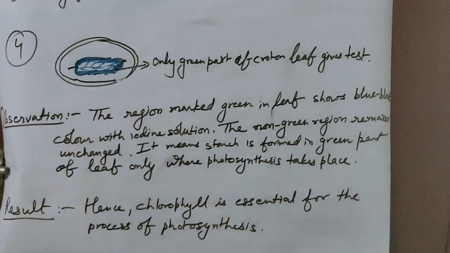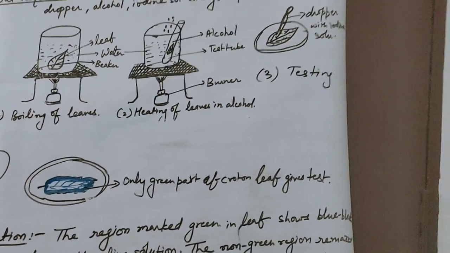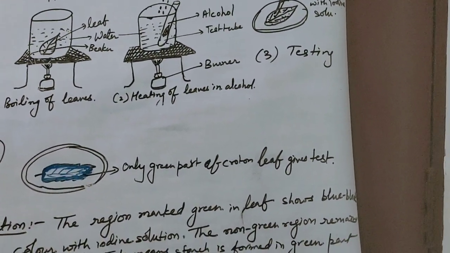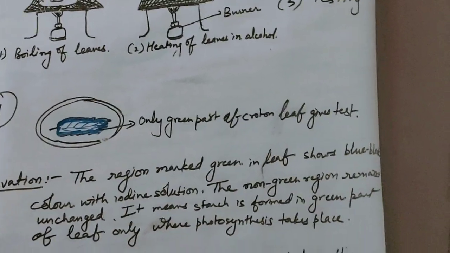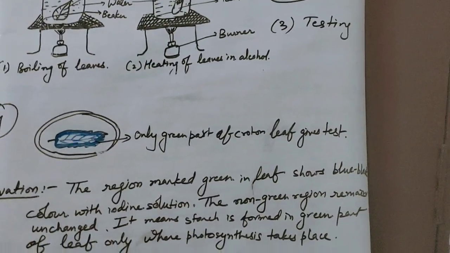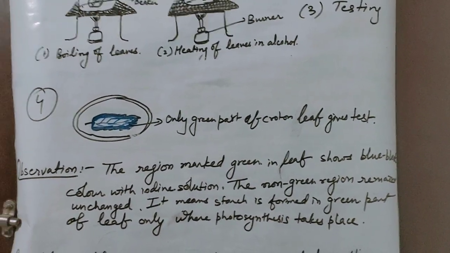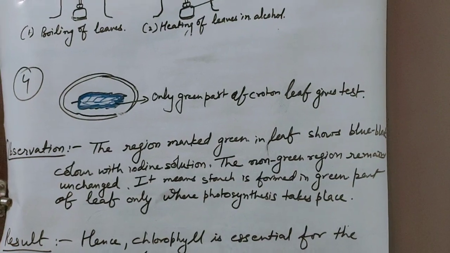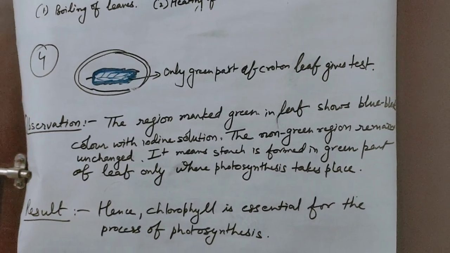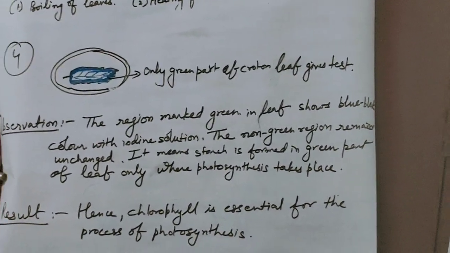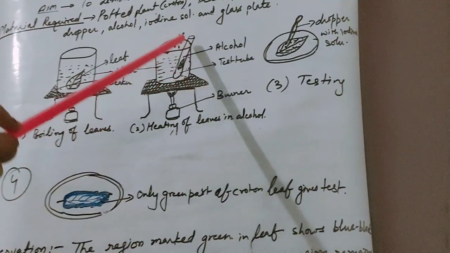We can take the leaf of that croton plant, burner, test tube, dropper, petri dish, water, paper, alcohol, iodine solution, and glass plate. Here we will first take the croton plant showing variegated leaves. Then we will keep it in sunlight for a few hours. Then we will pluck the leaf and boil it in water.